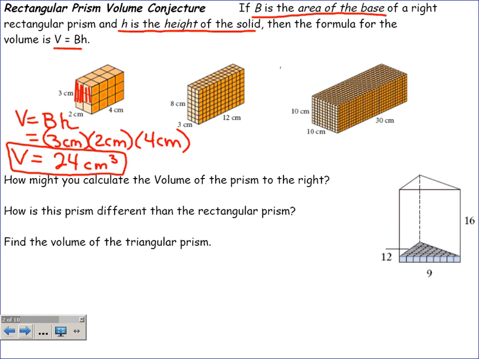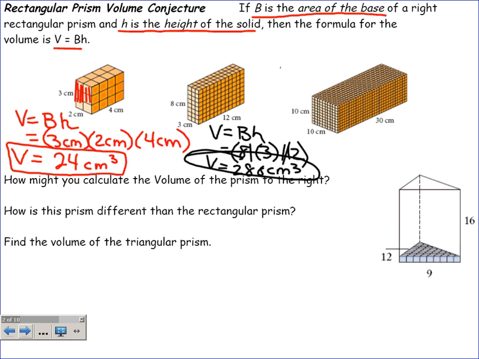Oh, yes, ma'am. Go. Volume equals area of the base times the height. That means we're going to do 8 times 3 times 12. What's 8 times 3 times 12? 288. So it's 288 cubic centimeters. Next one. Volume equals the area of the base times the height. I always want you writing these equations out. So that'd be 10 times 10 times 30. 10 times 10 is 100, times 30 is 3000. Cubic centimeters.